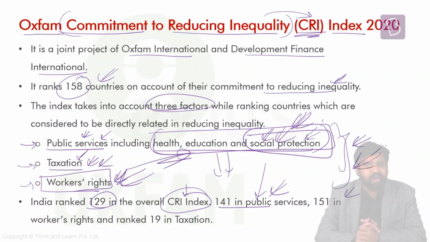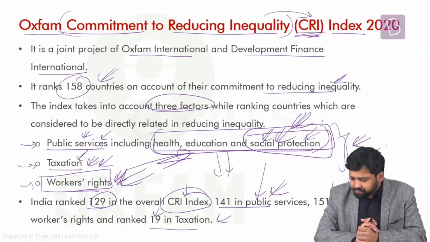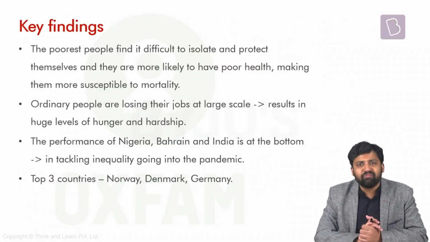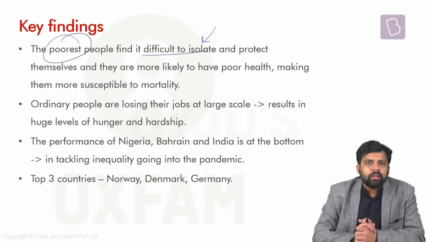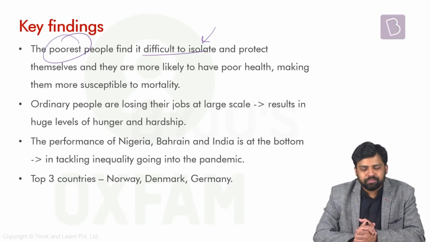What about workers' rights? Again, it is ranked 151. In terms of taxation, India is doing well. It's ranked 90. So this is how it looks. Apart from that, what have been some other findings? What are some of the interesting findings in this report? What they're saying is, the poorest among the poor are the ones who are worst affected. So if you have inequality, those who are at the bottom are finding it very difficult.